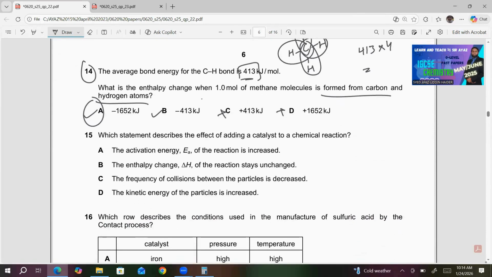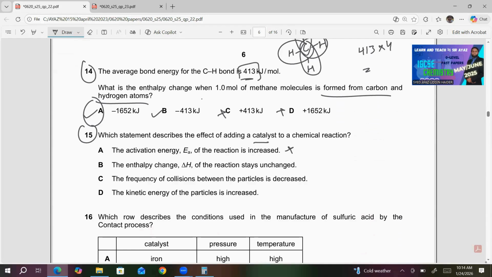Moving to next MCQ, which is 15. Which statement describes the effect of adding a catalyst to a chemical reaction? I'm reading these statements. A, the activation energy E of the reaction is increased. This is incorrect. It decreases the activation energy of the reaction.